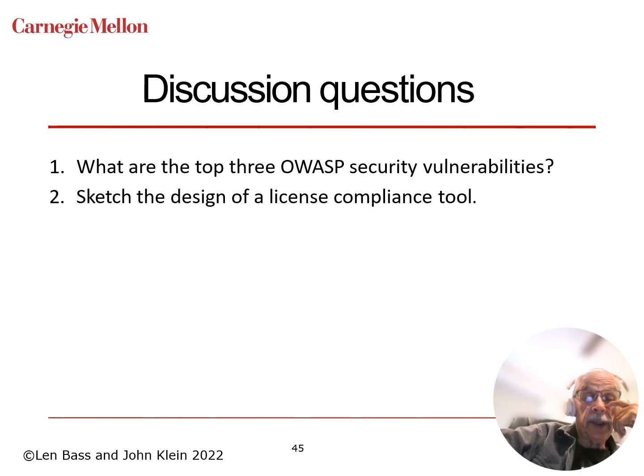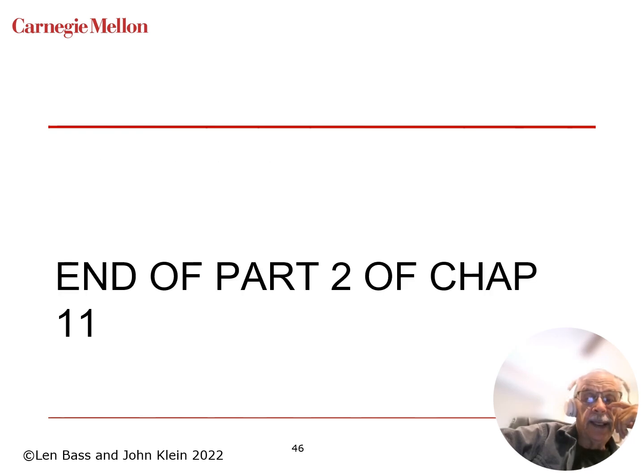So discussion questions: look at OWASP and what are the top 3 security vulnerabilities, and sketch the design of a license compliance tool. Okay, so that's the end of part 2 of this chapter.